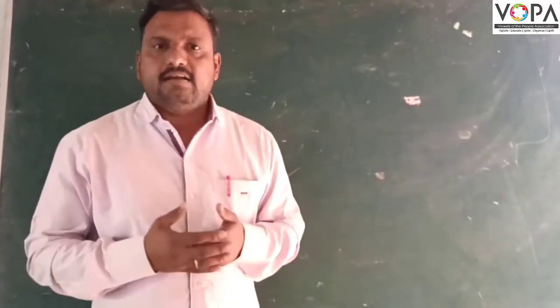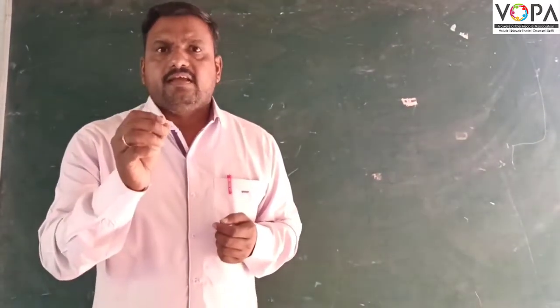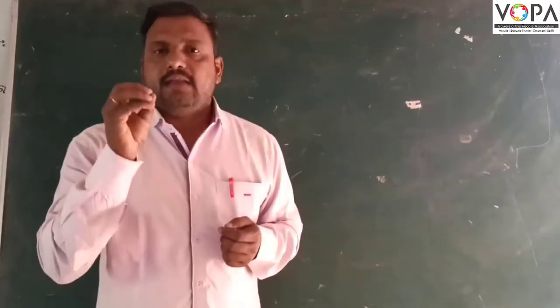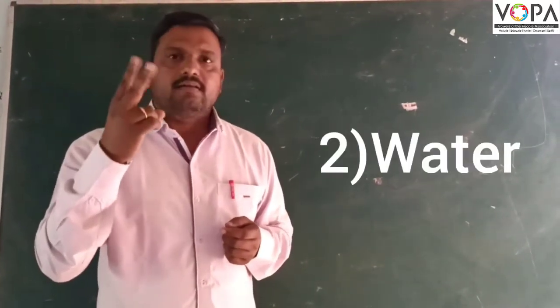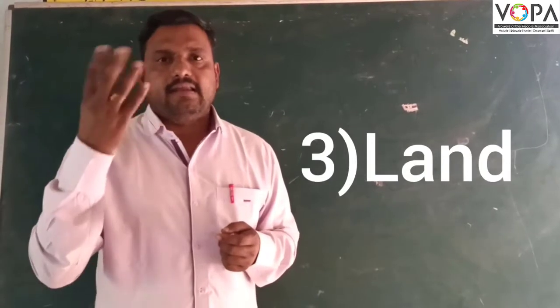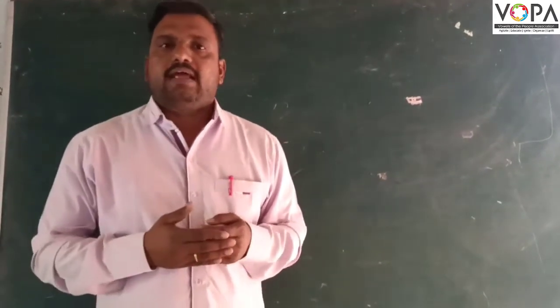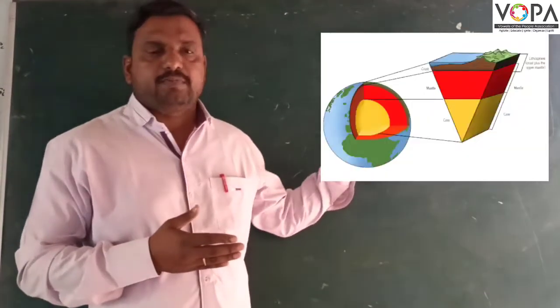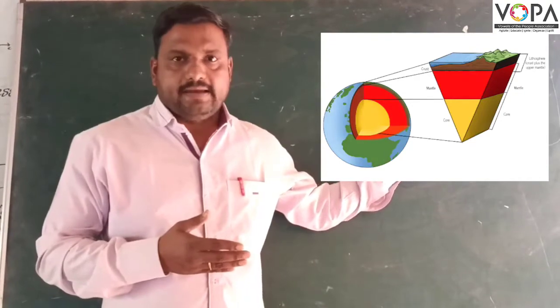Let's learn more about the sphere now. Everything in Earth system can be placed in four categories: air, water, land and living things. All these four categories are called spheres. The first sphere is the lithosphere, which is called solid or land.